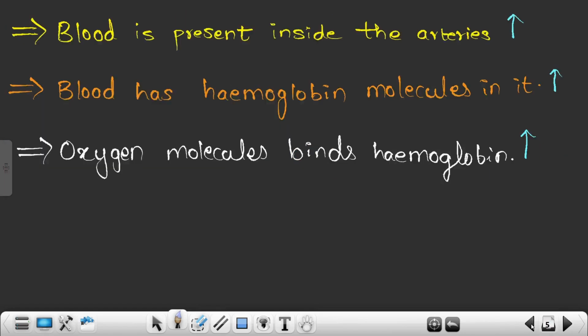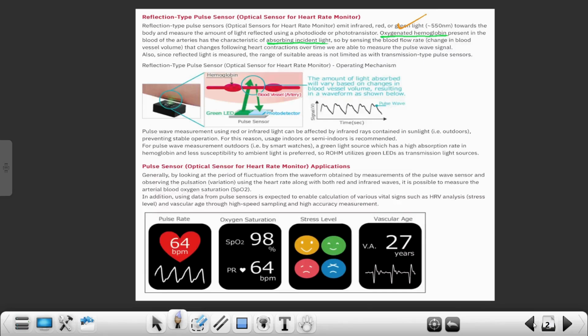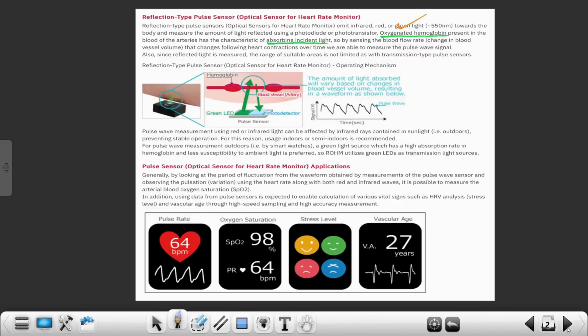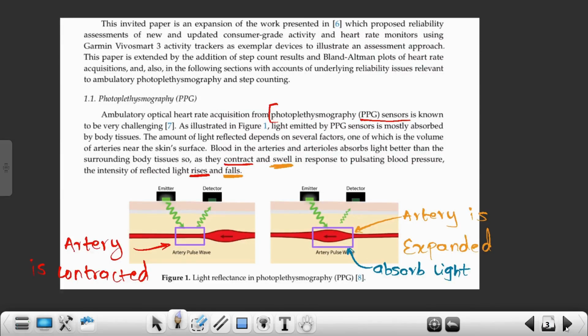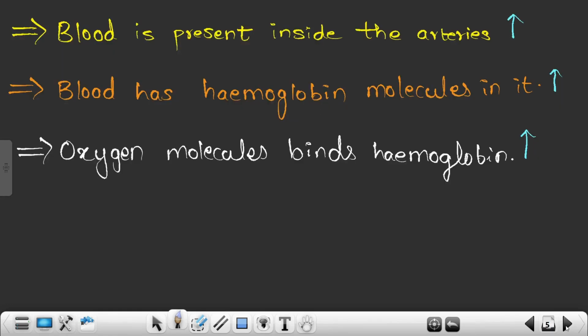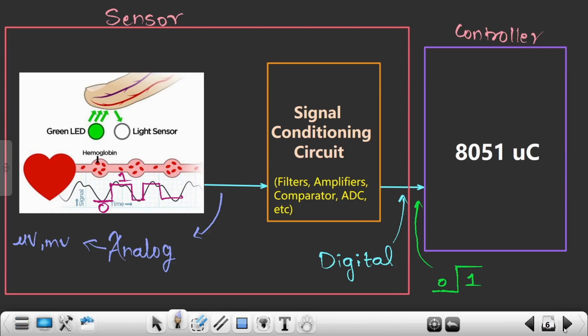I really hope that you understood the logic of why exactly we are going with an optical sensor: we want a non-invasive technique, meaning we don't want to cut any part of the skin or body. We also saw how this sensor will work, what kind of waveform the detector will receive, and that a signal conditioning circuit will convert this analog data, this kind of waveform, to the digital one.